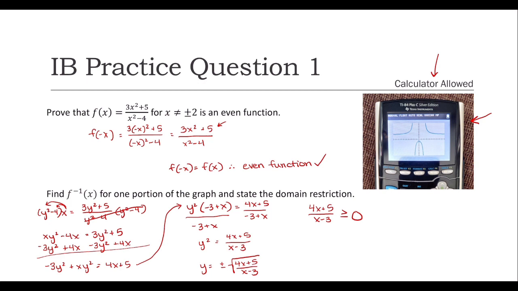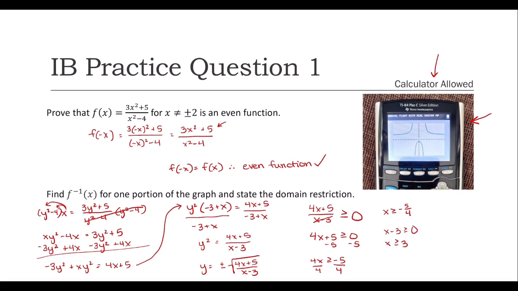If we multiply by x minus 3 on both sides, the x minus 3 will just go away because it's multiplied by 0. So 4x plus 5 is greater than or equal to 0. Then we'll subtract 5. So 4x is greater than or equal to negative 5. And then we'll divide by 4. So our numerator is positive when x is greater than or equal to negative 5/4. Our denominator is positive or 0 if x minus 3 is greater than or equal to 0. So if x is greater than or equal to 3.